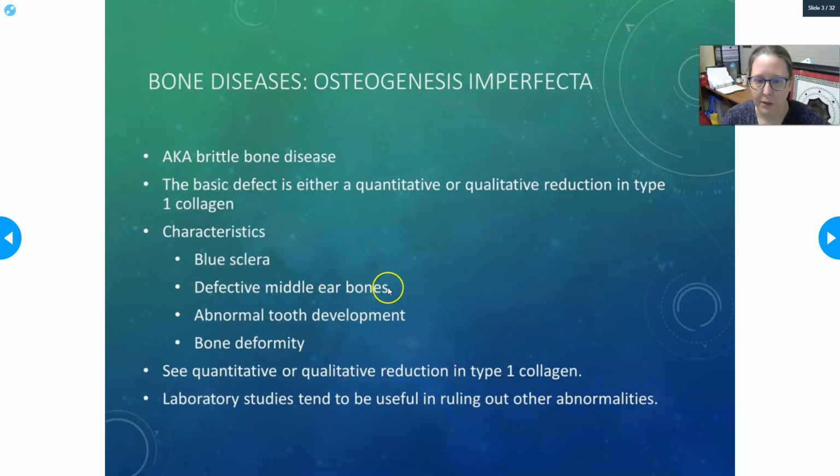They have defective middle ear bones, so they have problems hearing, right? Abnormal tooth development, again because type 1 collagen is involved in teeth and in bone formation around the teeth, and then bone deformities. So when you analyze it, you can usually see a quantitative or qualitative reduction in type 1 collagen. And lab studies usually tend to be useful in ruling out other abnormalities and then getting to this diagnosis based on everything that presents.